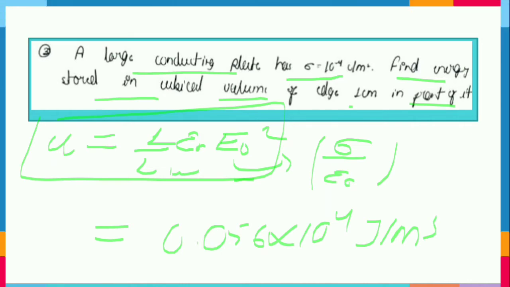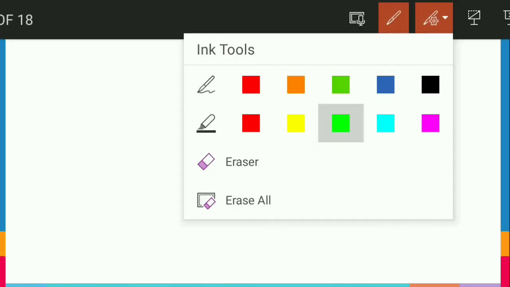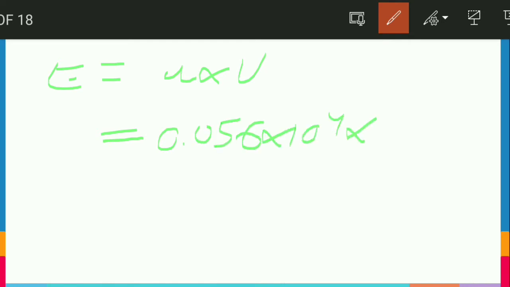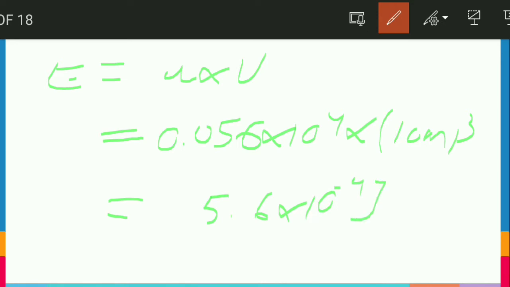Now, for energy, what can we write, friends? Energy equals energy density times volume. The energy density we have got is 0.056 into 10^4, and the volume will be the cube of 1 centimeter. Putting the actual units, you will get its value 5.6 into 10^-4 joule. So friends, I hope this question is clear, so we can move to the next question.